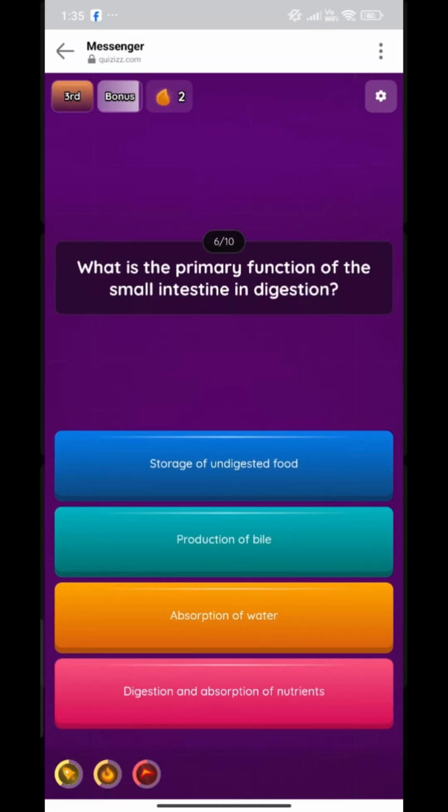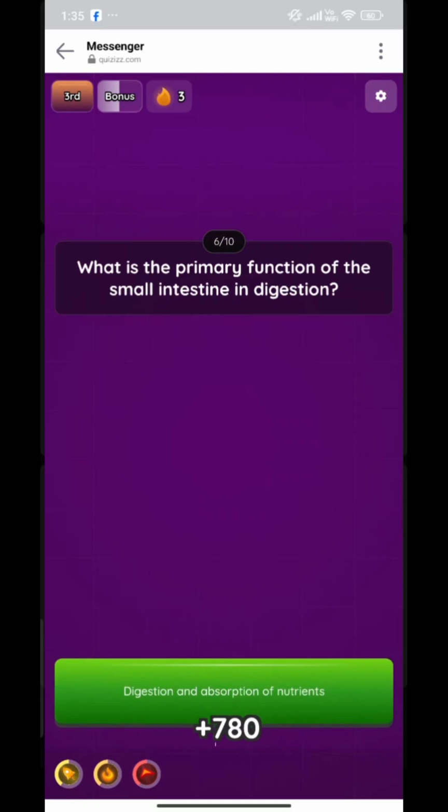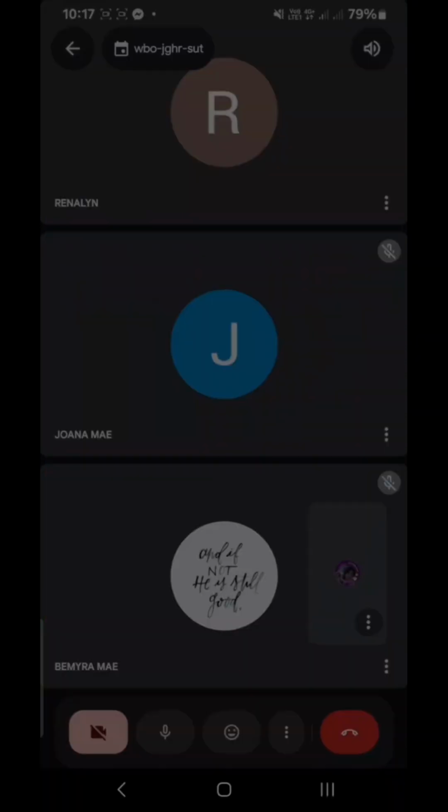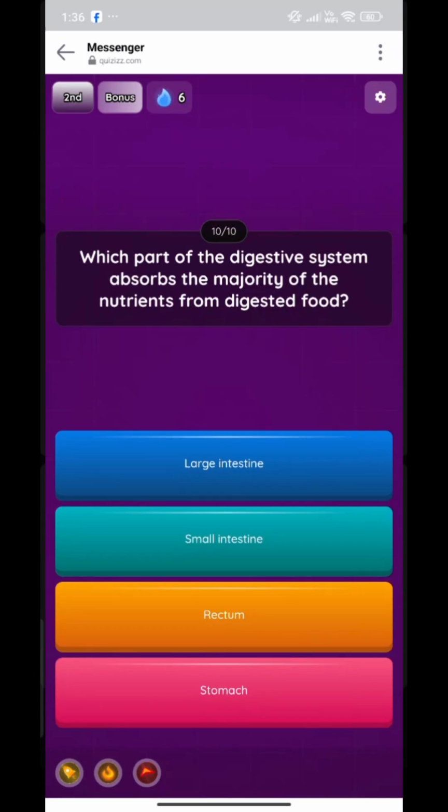What is the primary function of the small intestine in digestion? Miss Bimayra, what is your answer? I think, ma'am, the primary function of our small intestine is digestion and absorption of nutrients. Now let's see if it's correct. Yes, very good.